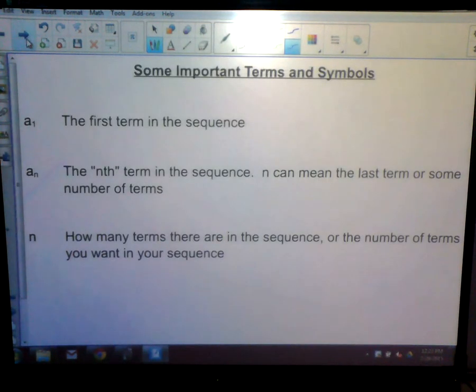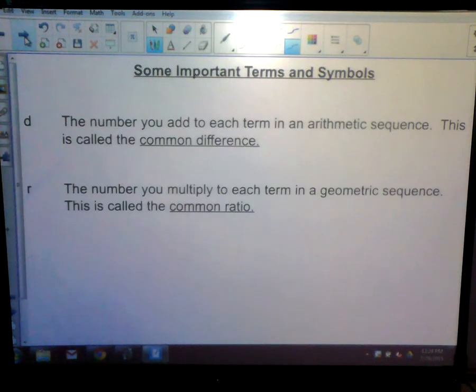Some important terms. A sub 1 means the first term, which means A sub 2 is the second, A sub 3 is the third. A sub n is the nth term, that usually means the last term. N is how many terms there are. D is what you're adding each time, it's called the common difference. Or R is what you're multiplying each time, it's called the common ratio.